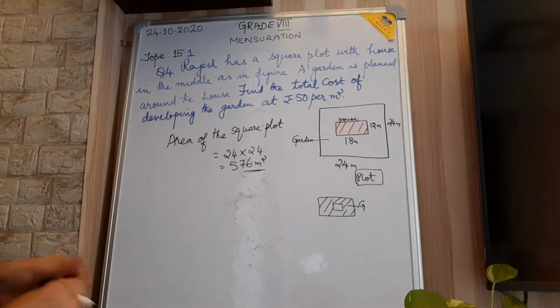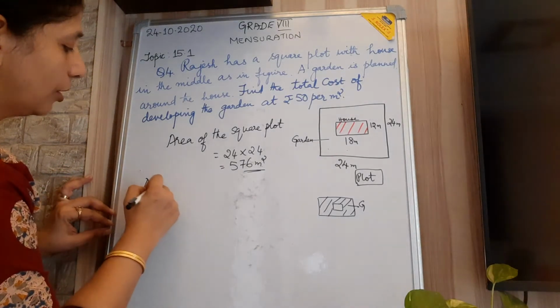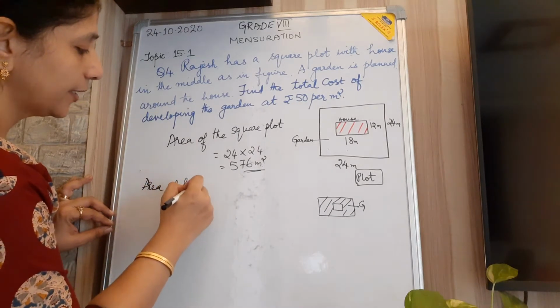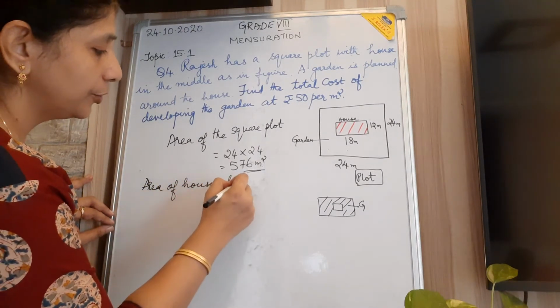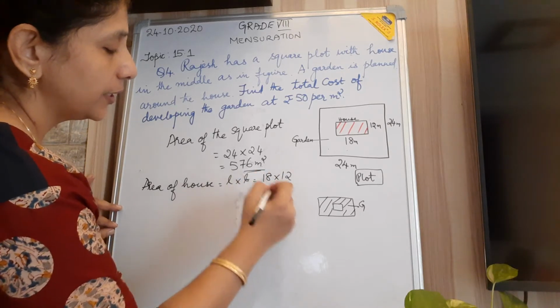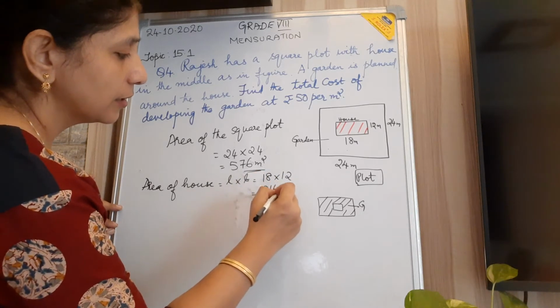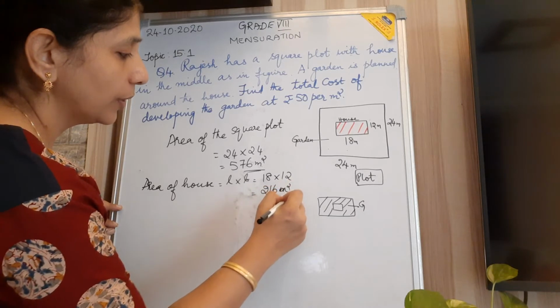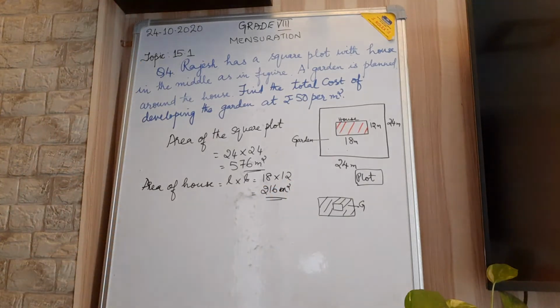Now what is the area of the house? The house is rectangular, so area is length into breadth, that is 18 into 12. It is 216 meters square. Okay, so it is 216 meters square.